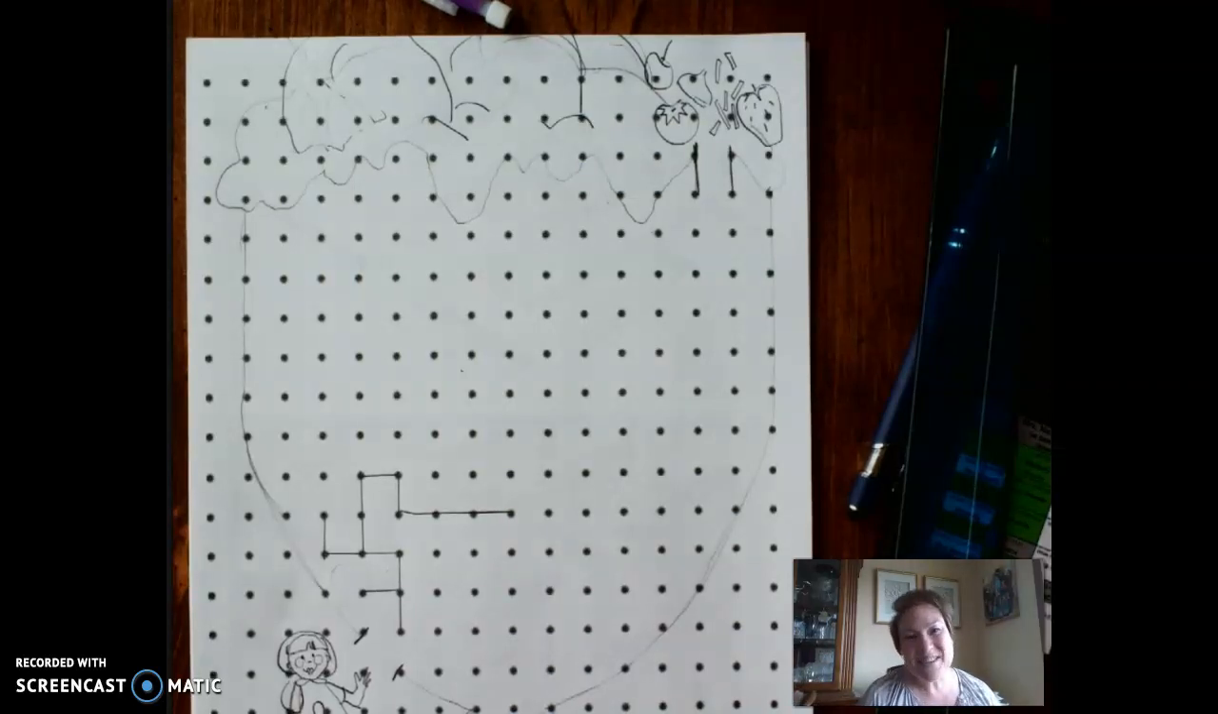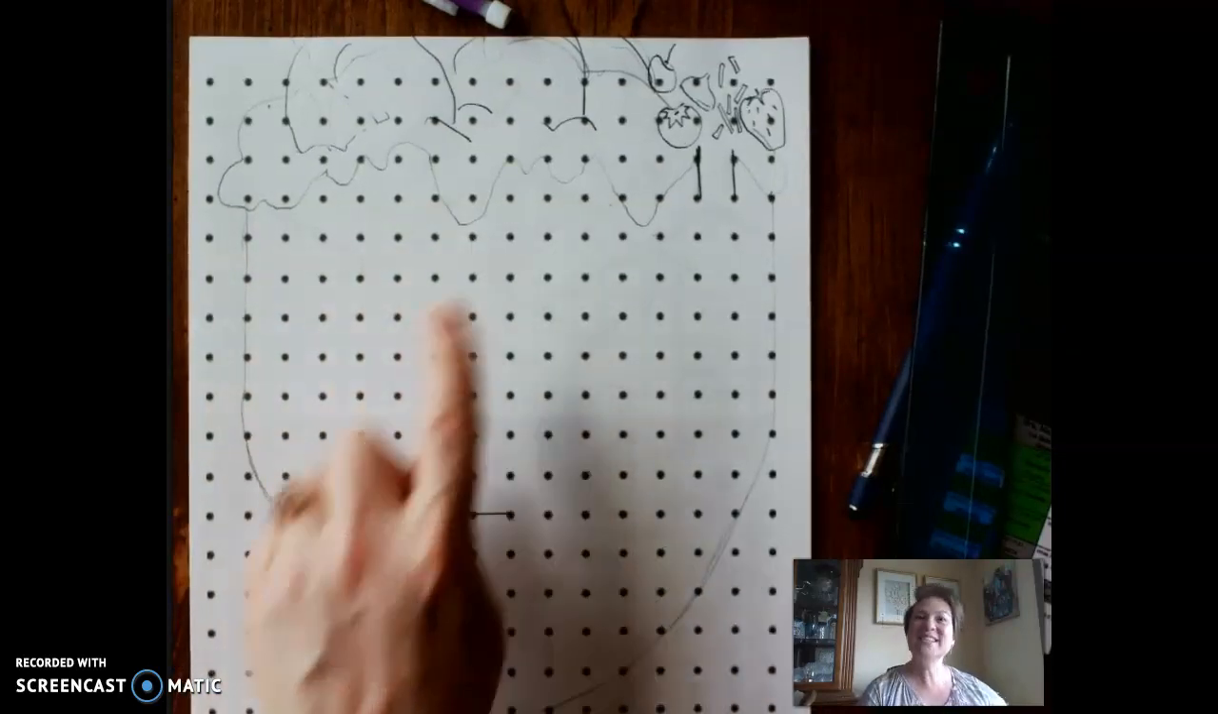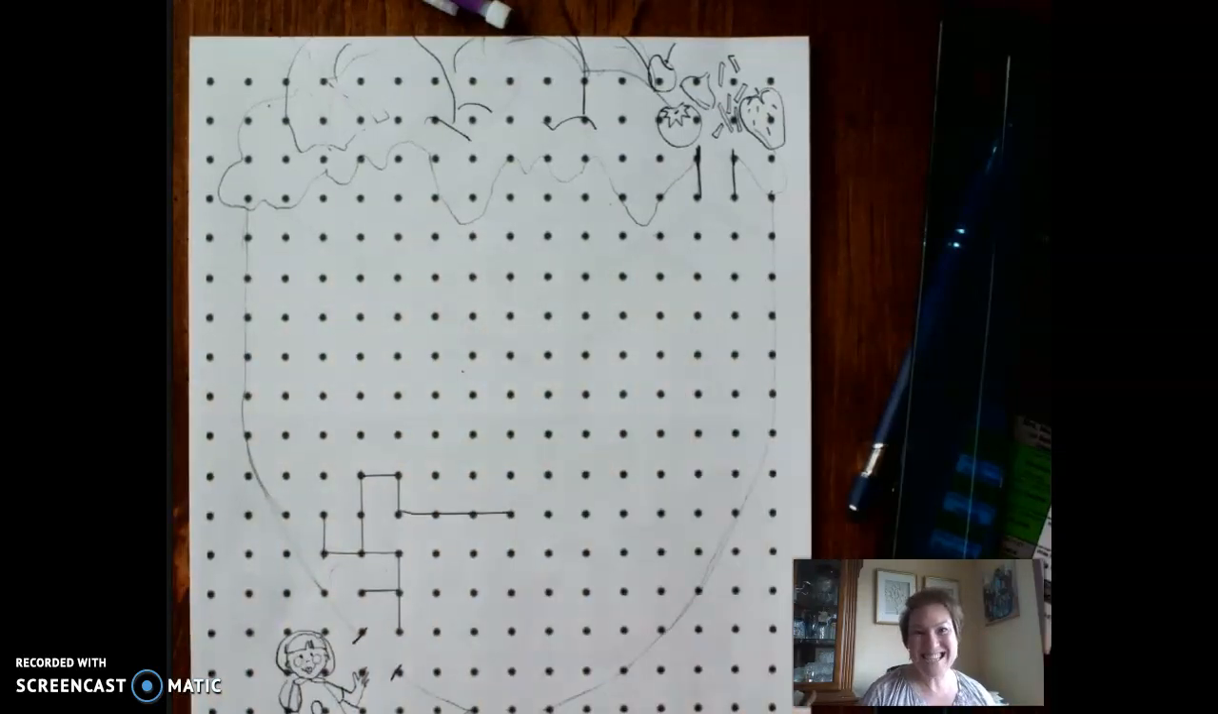But I hope that this is something that you really enjoy and that you can create a really neat visual flow, using your eyes to kind of flow around your piece. That's really the whole goal of this project. I look forward to seeing your creations.